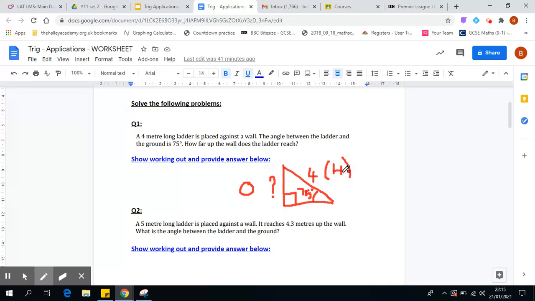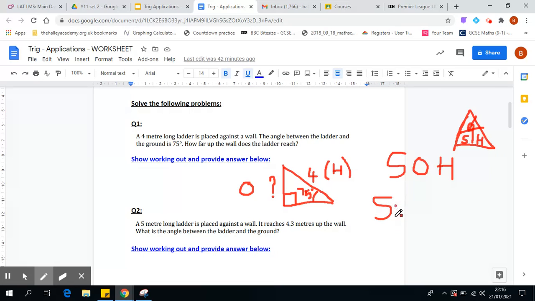Now notice O and H involves sine, which is SOH. Use the SOH CAH TOA triangle to work out the opposite side. So make sure you have the triangle ready for you. That provides you S, O, and H. We want to calculate the value of O. I crossed that out, which means the opposite side is given by the formula sine 75 multiplied by the hypotenuse.